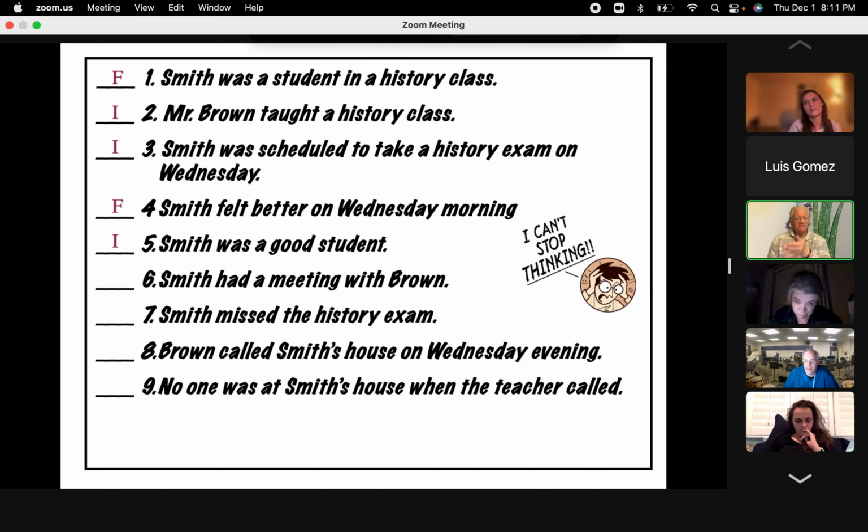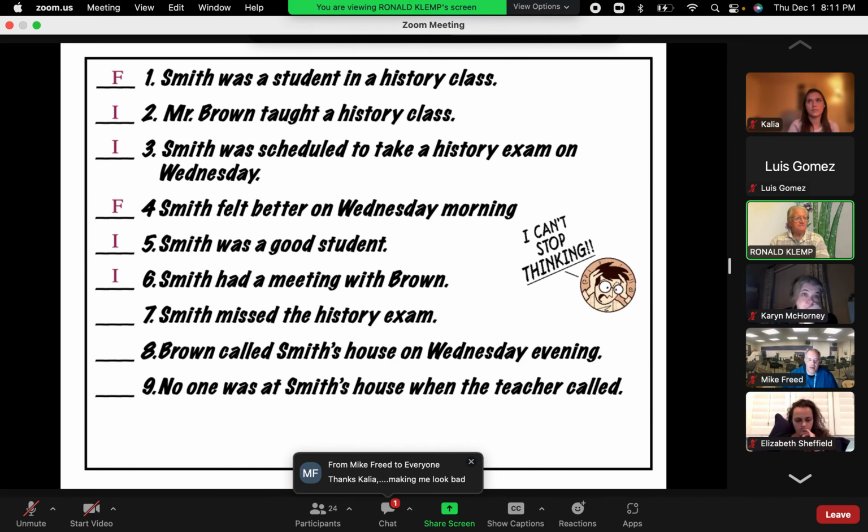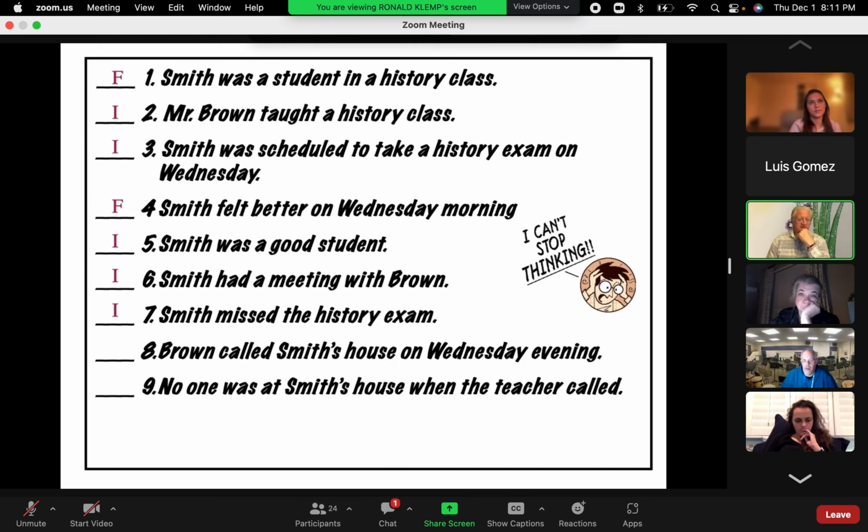So again, not that it's wrong. It's just that we're making an inference that the meeting was with Mr. Brown, which is a logical inference to make. But we can't support it in court because it doesn't stipulate it in the text. In other words, it's not textually explicit, which is okay. We can go ahead and make that assumption. What about Smith missed a history exam? How many would say that's a fact? Well, again, he may have come later, all right? So we're not sure, so it's going to be an inference.